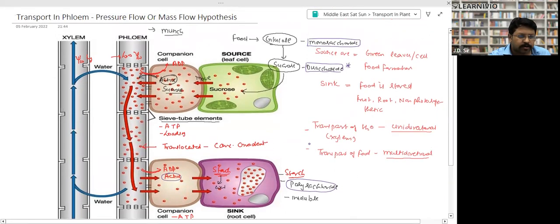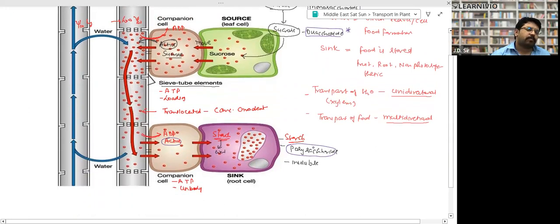Translocation of food is not only important, it's very, very, very important. Hiba, is it clear? Mamuna? Clear? Yes, sir. Very good. So remember the loading process, remember the unloading process, and whether it is an active process or passive process. These kinds of questions have already been asked, right?